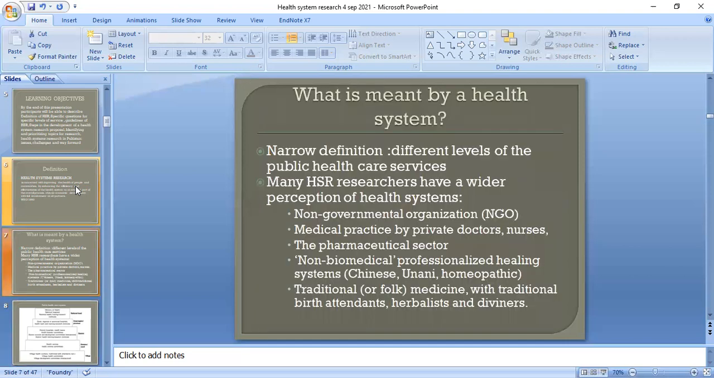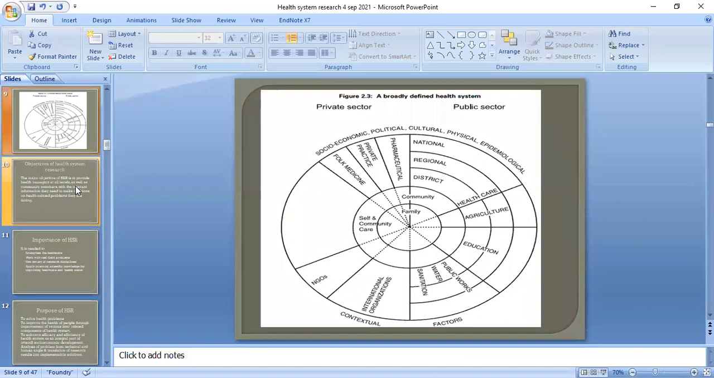Many health system researchers have a wider perception of the health system that also includes NGOs, medical practice by private doctors and nurses, the pharmaceutical industries, and non-biomedical professionals, like professionalized healing systems such as Chinese, Unani, and homeopathic medicine, and traditional folk medicine with traditional birth attendants, herbalists, and diviners. This is a broadly defined health system that includes the public sector as well as the private sector.